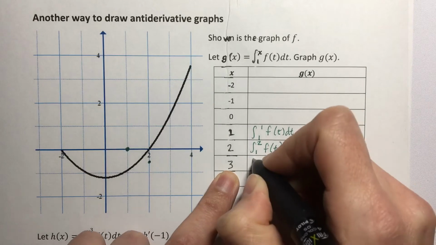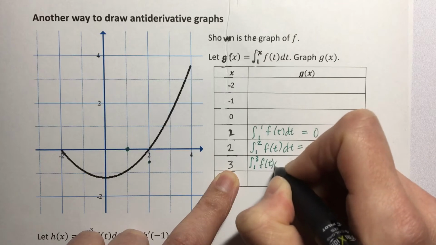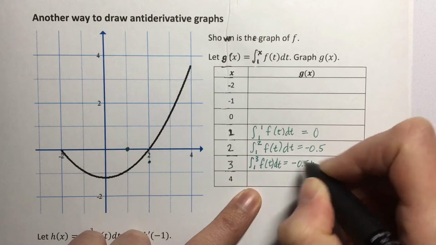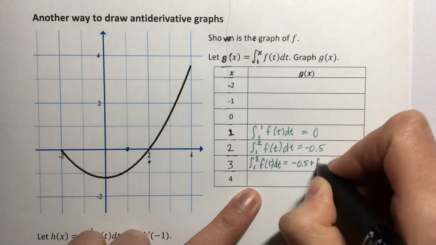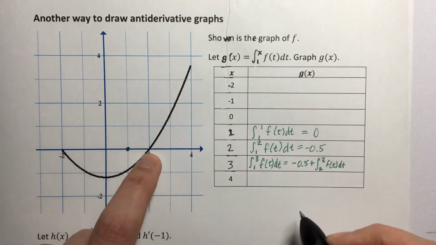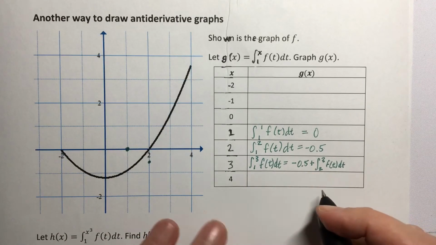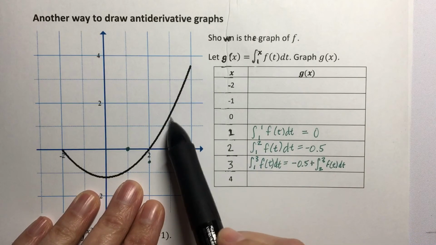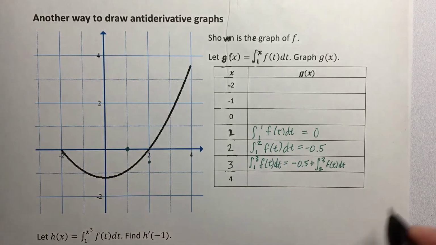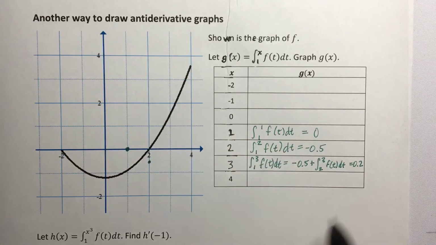Going to 3, I'm looking at the area from 1 to 3 of f of t dt, which I can look at as -0.5, because that was the integral from 1 to 2, plus the integral from 2 to 3 of f of t dt. So looking at 2 to 3 plus the -0.5, I end up with about, combined, call it 0.2, because that's about a 0.7.